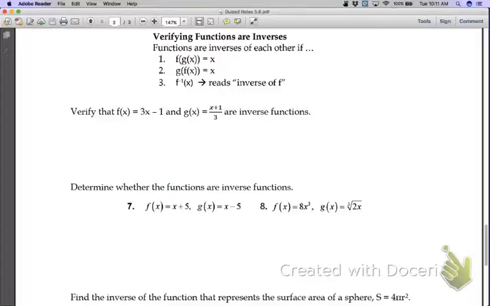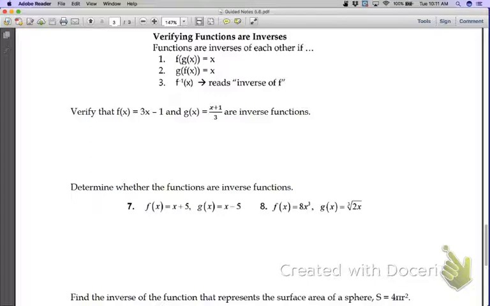Now, whenever we verify if functions are inverses of each other, obviously you're going to have at least two. You can't just have one and ask, is it an inverse? Well, we don't have another one to verify if it's an inverse of the other one. Now, with this, you can do it however you want. Whichever is easier for you, I would do it that way.